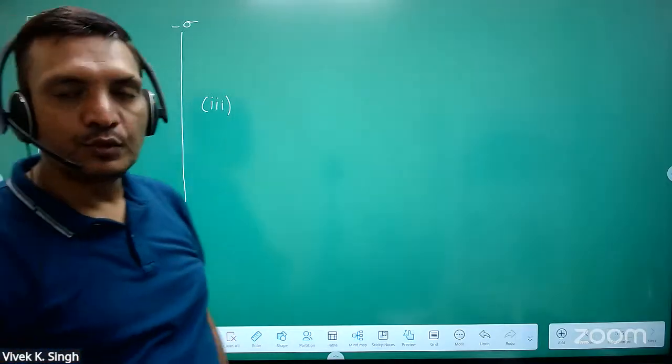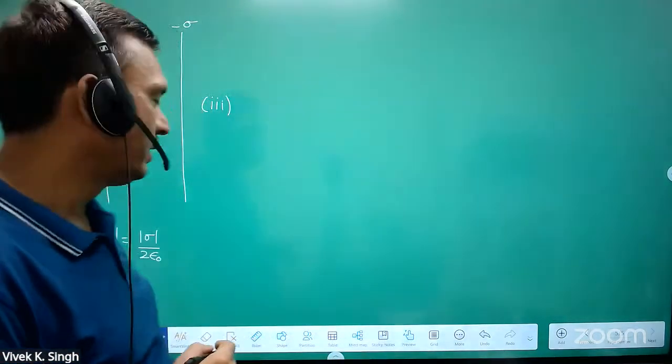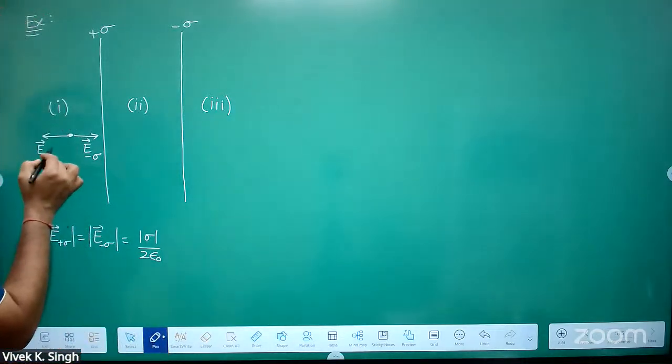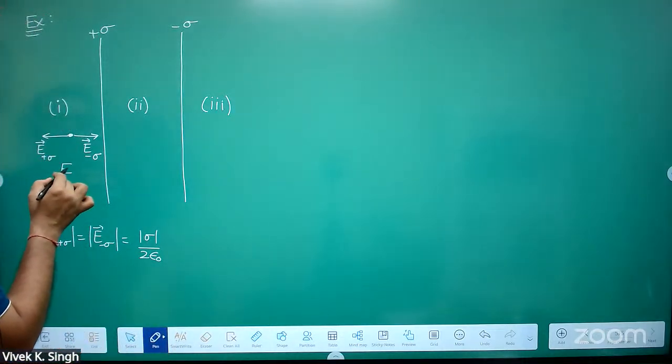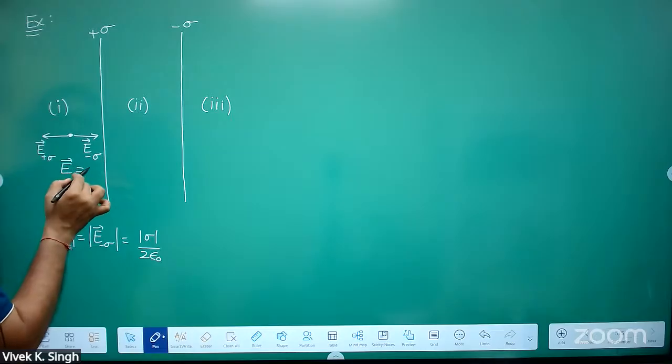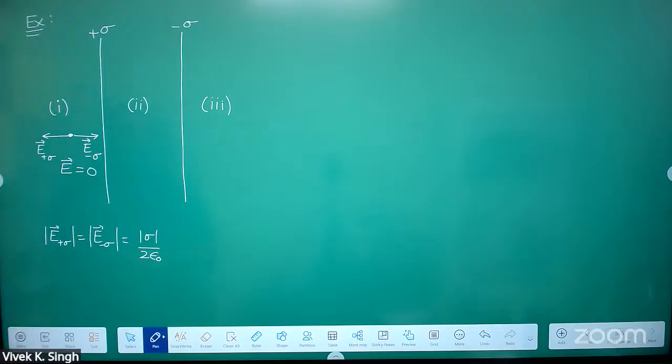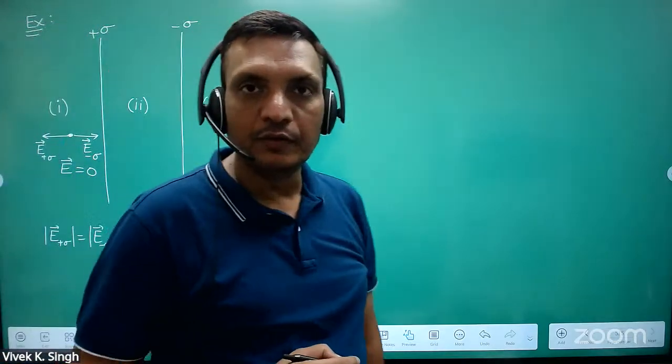So when magnitude is same and direction is opposite, what will be the resultant field? यहां पे resultant field क्या होगा? 0. ठीक है? So in region 1 the resultant field will be 0.